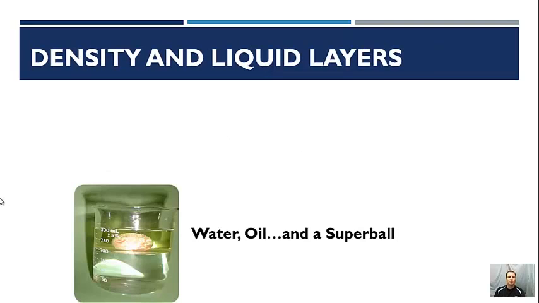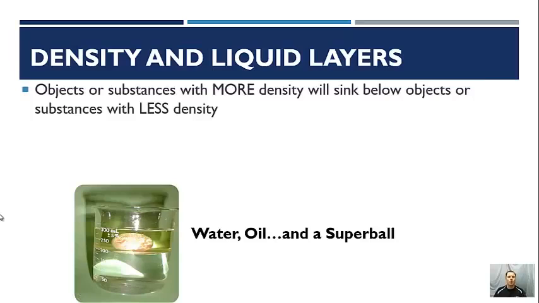Check this out. Look at this example in the beaker here. We have water, oil, and in the middle we have a super ball, kind of like you get out of the gumball machines. So the question is, what's going on here? Well, objects or substances with more density will sink below objects or substances with less density. So if we look at this picture, how would you rank these from lowest to highest density?